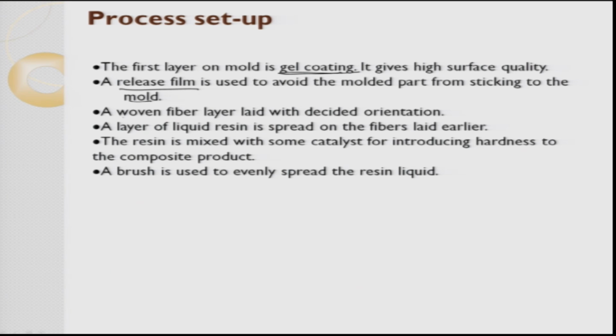Then we use a woven fabric, as I discussed earlier. Then we form several layers. It is not one layer, there are several layers depending upon the thickness. The resin is mixed with some catalyst to introduce hardness to the composite. It is like cooking. Depending upon the taste, depending upon the performance, whatever you want, the ingredients can be added to it. A brush is used to spread the resin.